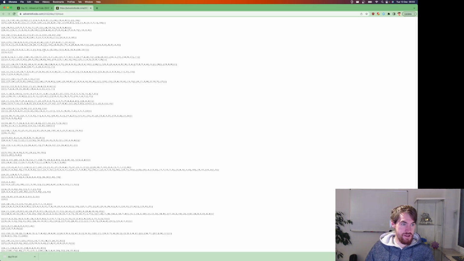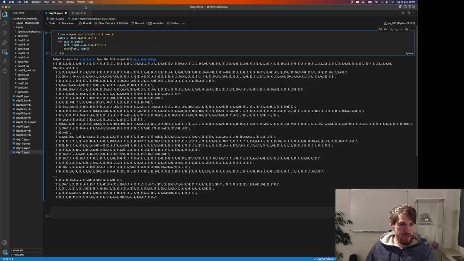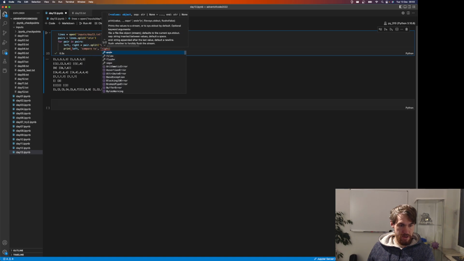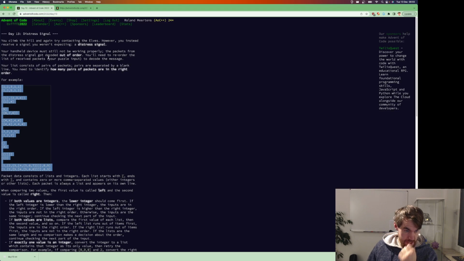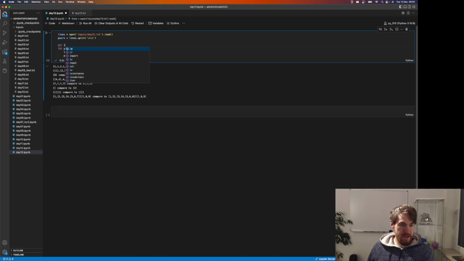Print left and right. Let me copy paste the examples in here. Compare to the rights. Okay. So now the question is, how do we write something like def is_in_order?